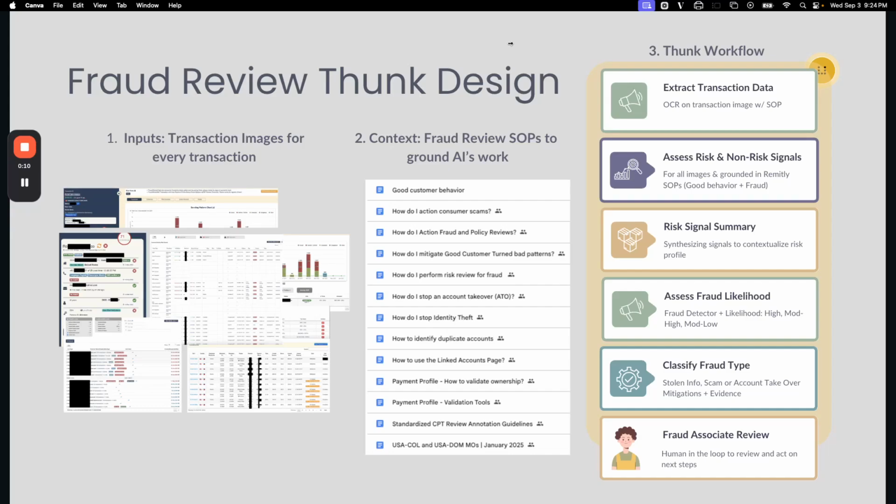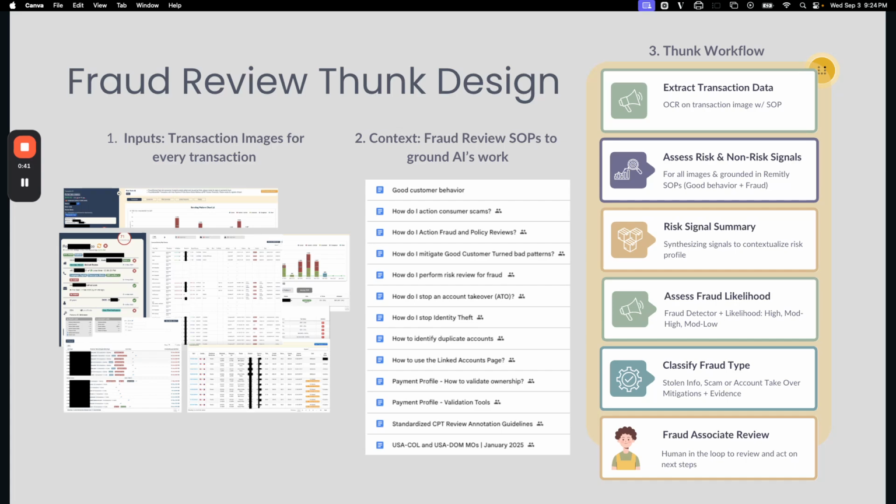In this demo, we'll showcase a financial AI workflow, or a Thunk, designed to augment the human in a fraud review process. Here's the scenario. There are some transactions in a bank or a remittance platform that are flagged by an internal system as potentially fraudulent. The role of a fraud associate is to review the transaction details, the sender, recipient, payment history, and other context against company-specific policies and guidelines to determine whether the transfer should be blocked or allowed.